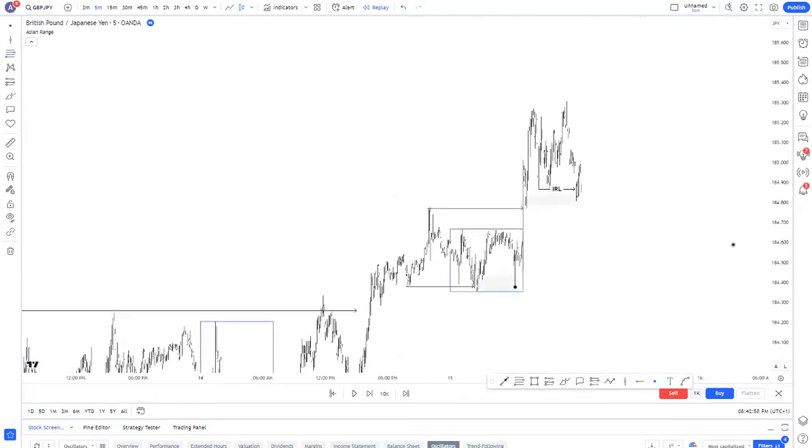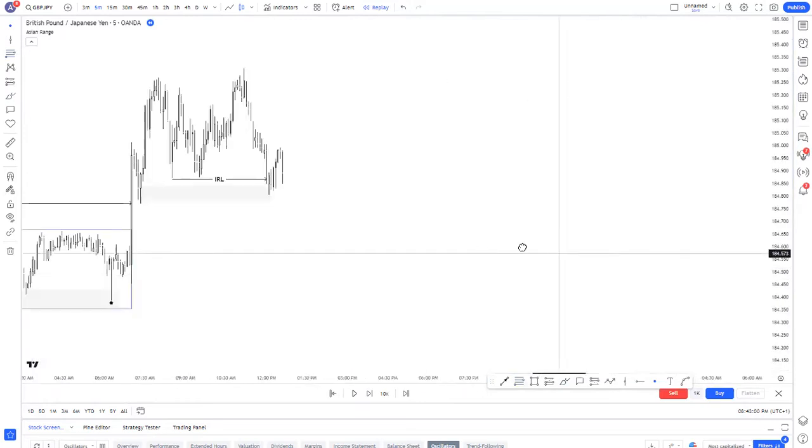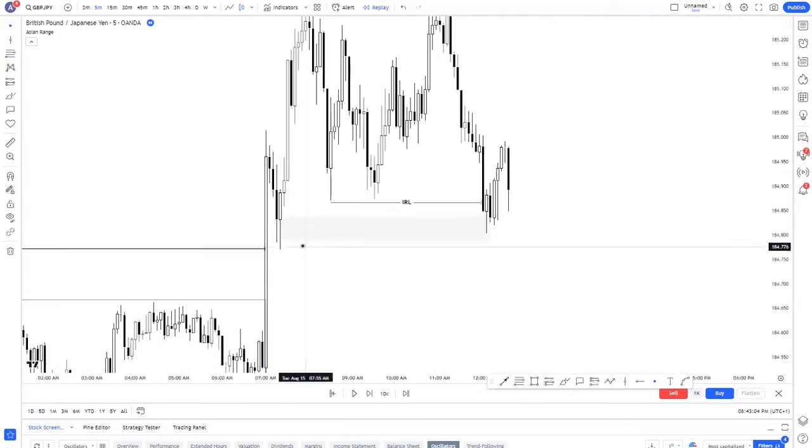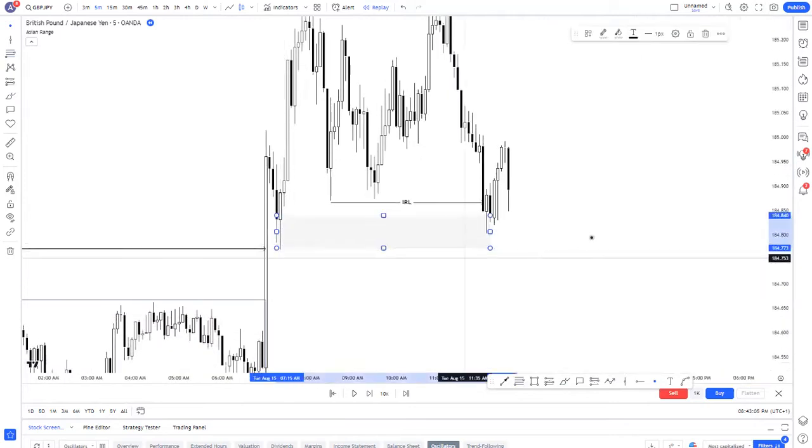You start working with the range price is presenting each time. Each time price presents a range, you work with it.